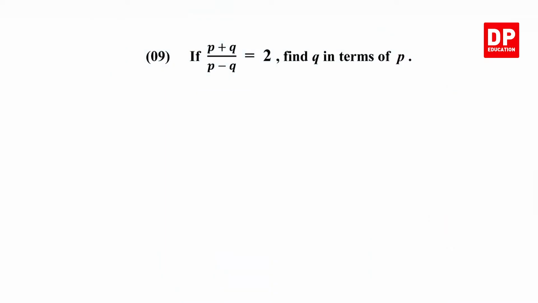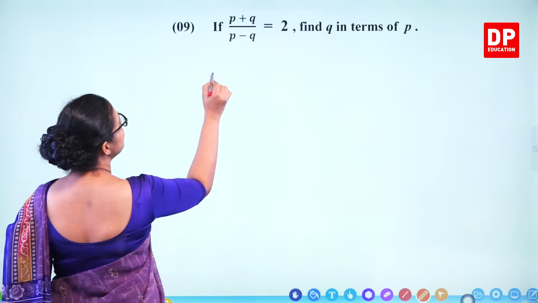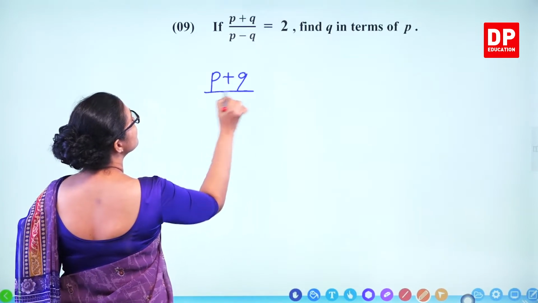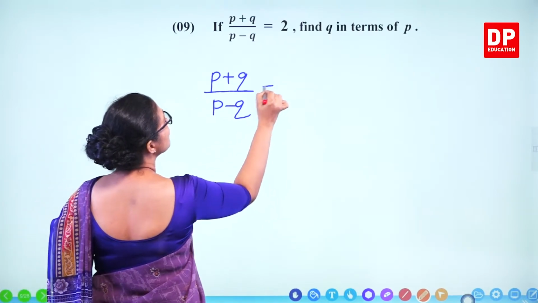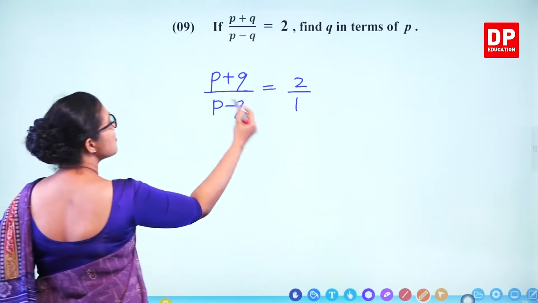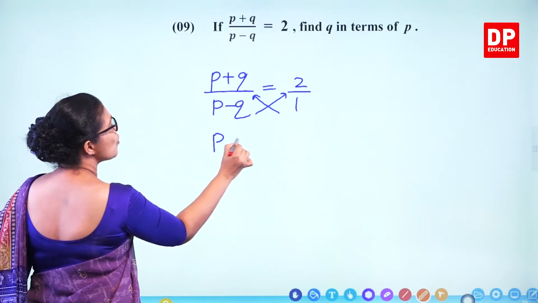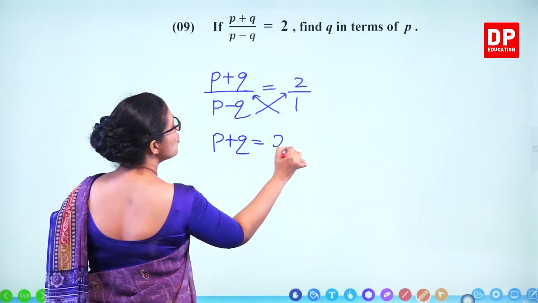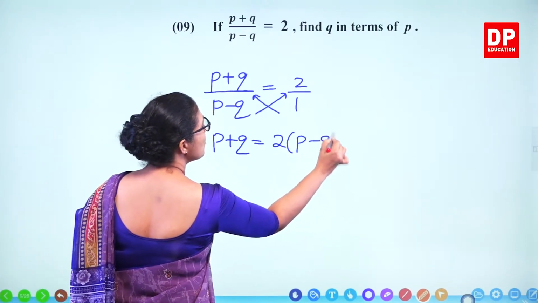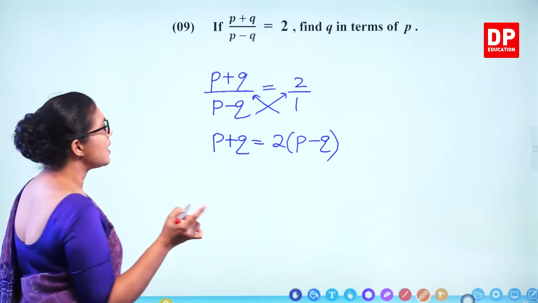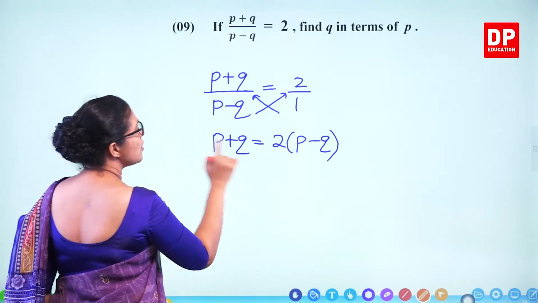Question number 9. P plus Q over P minus Q is 2. Find Q in terms of P. So what do you do? You cross multiply. When you have a fraction like this, you can cross multiply. So P plus Q is equal to 2 times P minus Q. Now expand brackets and take Q terms to one side.